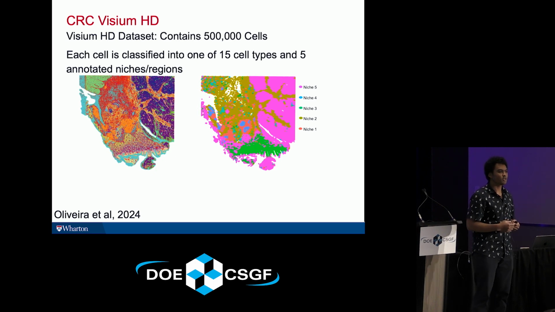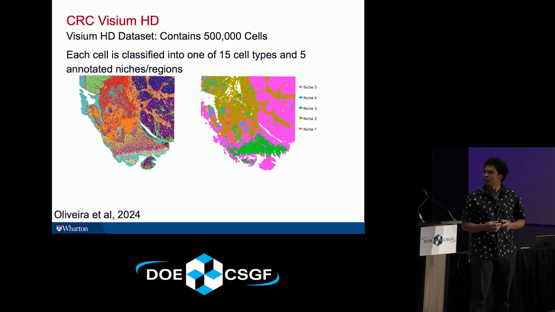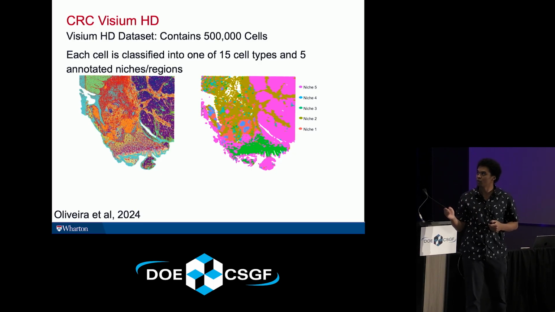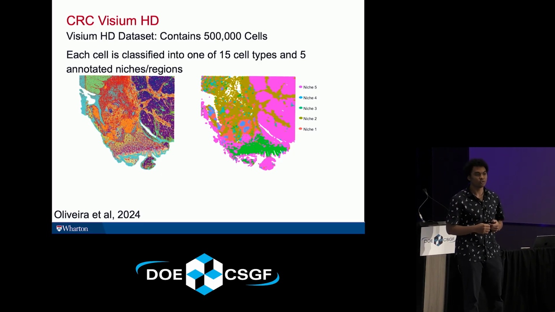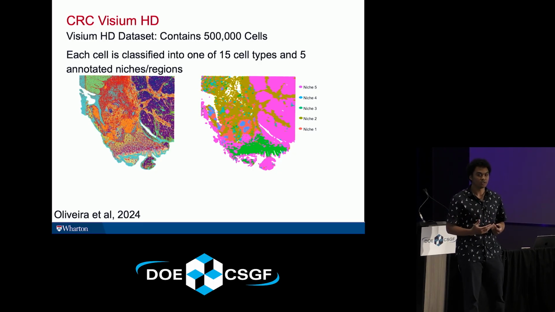So to start, I'm going to give you an example of what spatial transcriptomic data looks like and why it's important. This example here is of a colorectal cancer patient from a technology known as Visium HD. This data contains about 500,000 cells, and each cell is classified into one of 15 cell types as colored on the left, and 5 niches or regions as colored on the right.